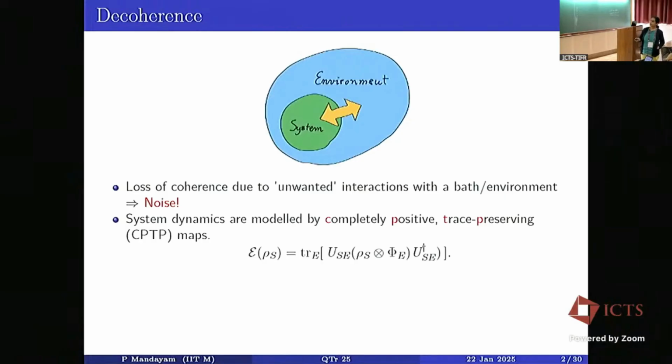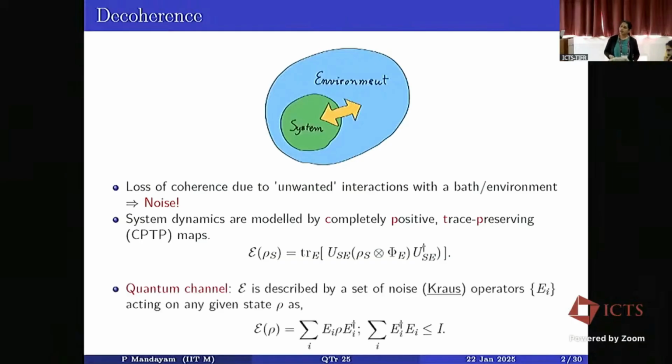And then, of course, there's unitary dynamics that governs the interaction of this big system, which is assumed to be a closed system. And then you trace out the bath or the environment degrees of freedom, and you get a dynamical map on the system degrees of freedom alone. And this dynamical map can be shown to be completely positive and trace preserving. And this is, of course, also what we call a quantum channel.